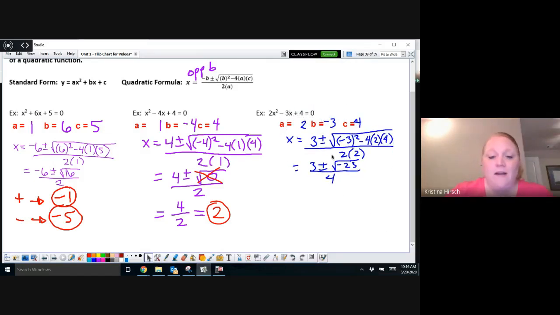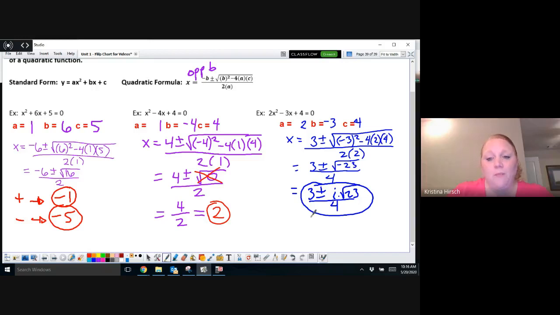So when we pull out an i, we end up with 3 plus or minus i square roots of 23 over 4. All right. And that is two real, or not two real, sorry, that's two imaginary solutions. It's two solutions because you have the plus and the minus. Okay. So this is a good solution. It has two imaginary solutions.